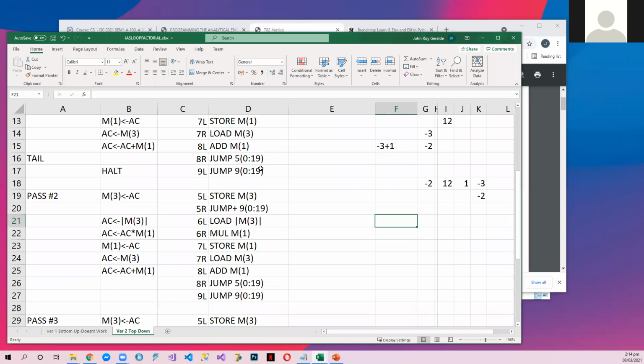Okay. So anyway, proceed tayo because it's a negative. So load absolute M3. Now M3 is now 2. So we load absolute. This becomes 2. Mul M1. M1 is 12. So this becomes 2 times 12. And then store M1. I'm sorry, 2 times 12 is 24. Okay.